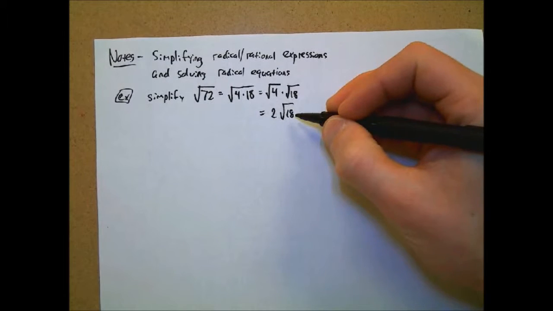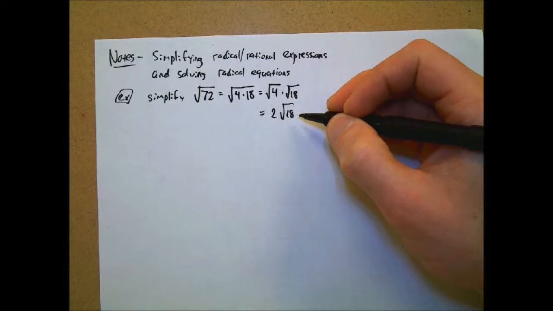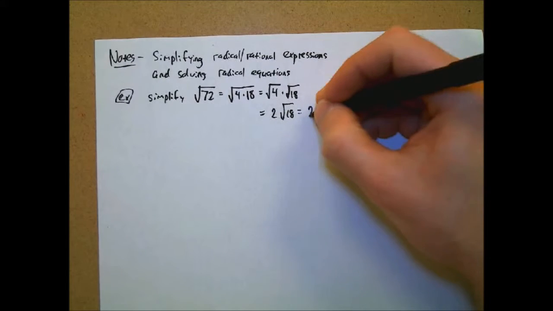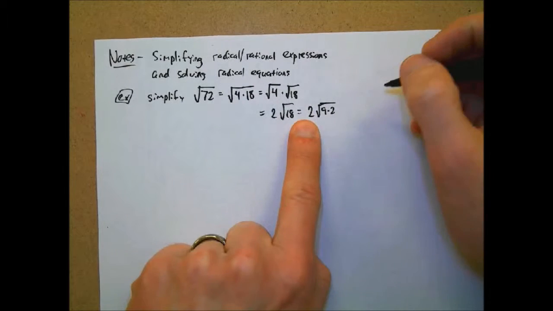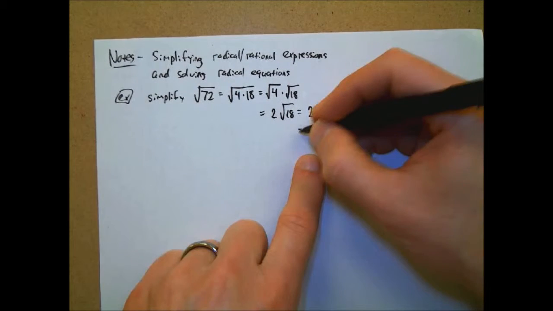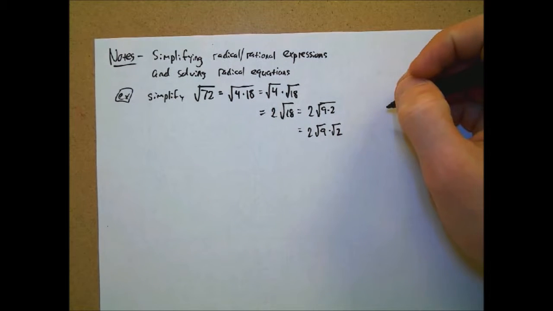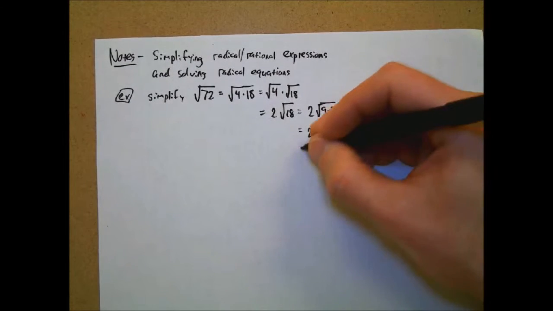Are there any perfect squares that divide 18? There are some. There's one: 9 and 2. Yep, 9 and 2. So we have 2 root 9 times 2. I still have the 2 in front from that 4, but then the root 18 I'm also breaking down to 9 times 2, which will be 2 root 9 root 2. And what is the square root of 9? 3. So we'll have 3, but we still have this 2 in front too, so it's 3 times 2, which gives us 6 square roots of 2.